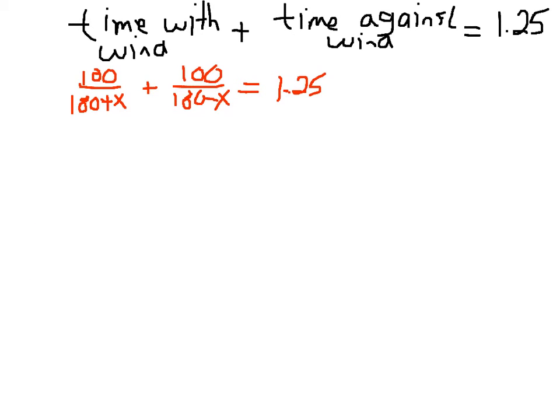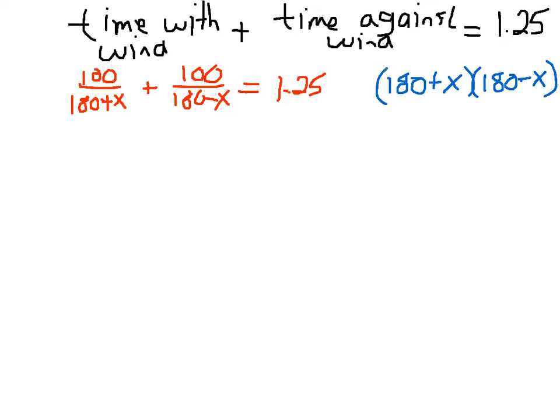On this page, I added the total time with the wind plus the total time against the wind to get my equation, and that's going to equal my total time, which I calculated to be 1.25. 1 hour and 15 minutes is 1.25 hours. Now we need to multiply both sides by the least common denominator, which in this case is 180 plus x times 180 minus x.